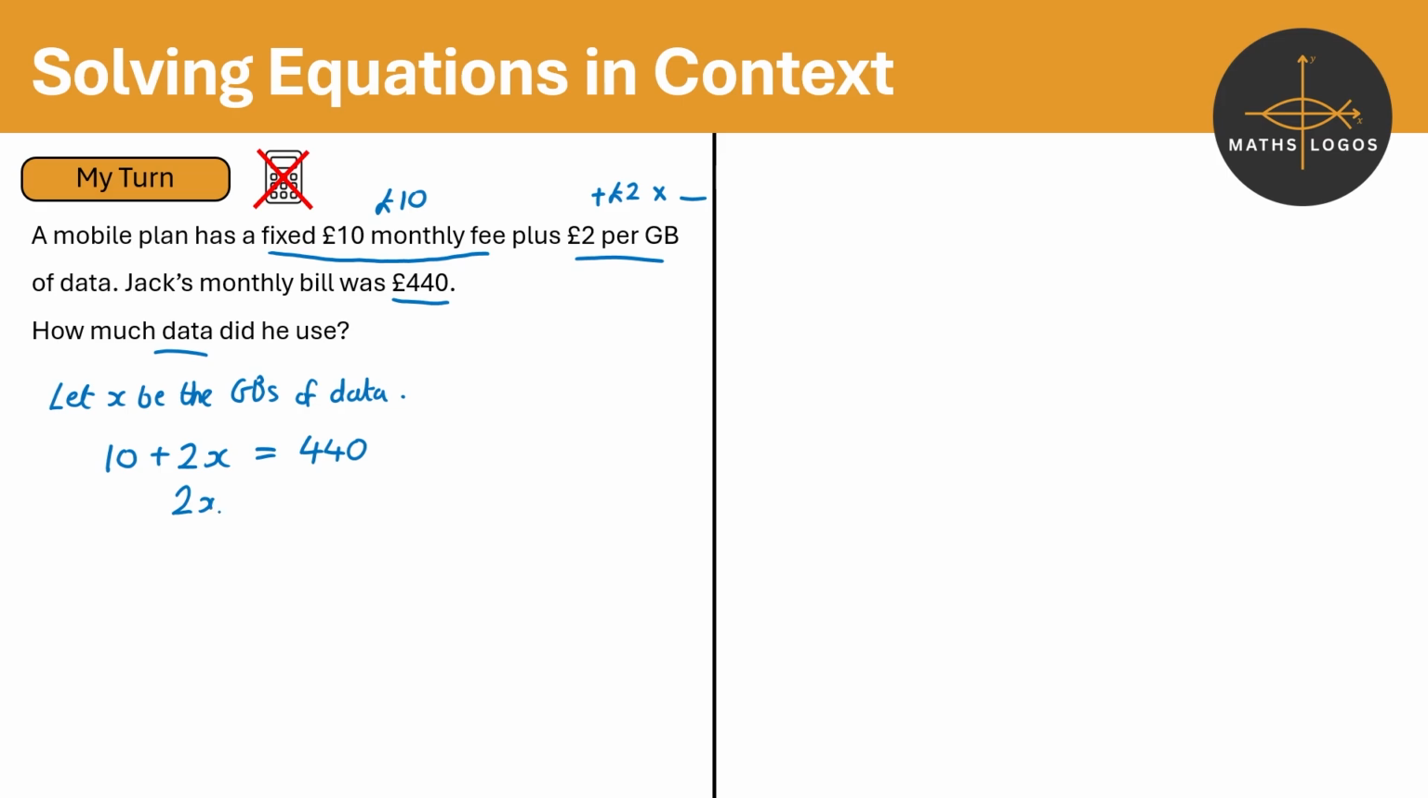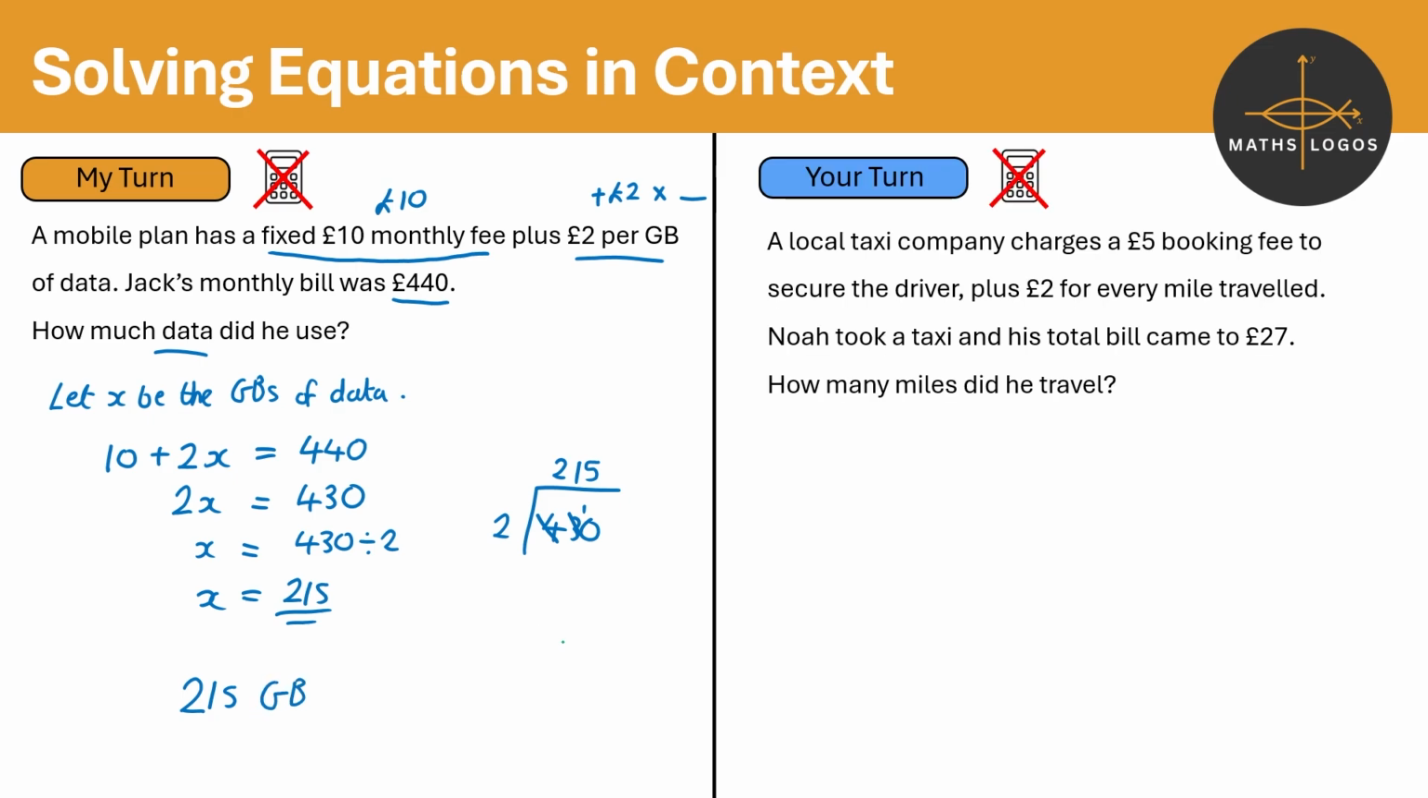Then I'll subtract 10 from both sides. That gives me 430. And then I want to divide both sides by 2. So 430 divided by 2. Let's do that off to the side very quickly. 2 goes into 4 twice. 2 goes into 3 once with 1 left over. And 2 goes into 10 5 times. So x is equal to 215. Always make sure you put your answer in terms of the context of the question. The question was how much data did he use? My answer was 215, but I need some units. Well, the answer is gigabytes. Try this question and then we'll go through it.